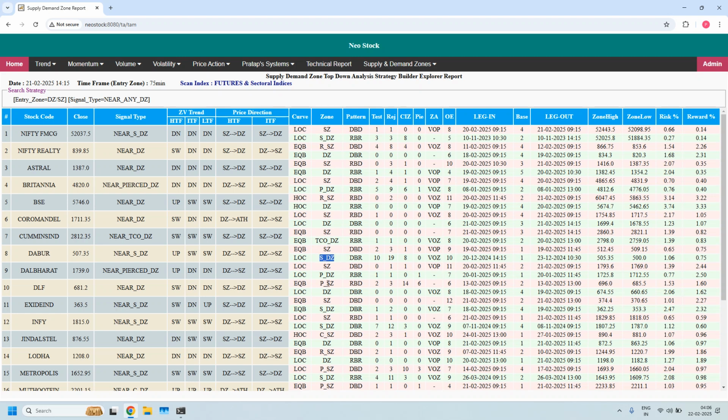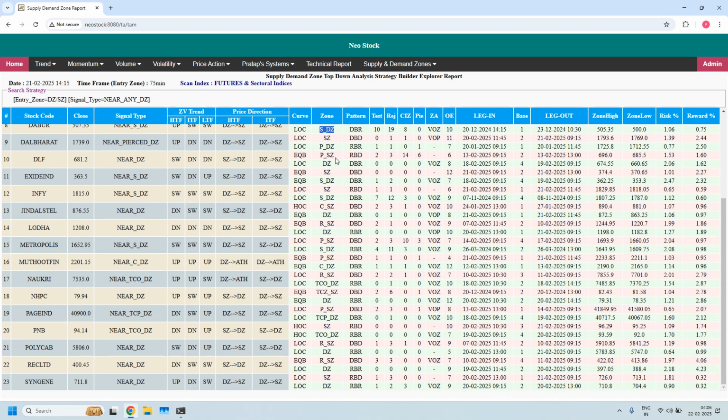So we are starting with Dabur, Exide Industries, Infosys, Metropolis, Muthoot Finance, and Page Industries. 6 stocks. We identified 6 high liquidity zones from 75 minutes time frame.